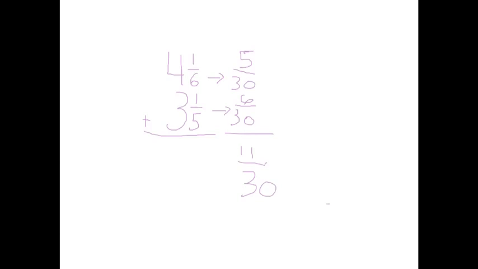So, it's very simple after that. You just need to add the whole numbers, which would be 7. And you get your answer, 7 and 11/30. Your answer will be D.